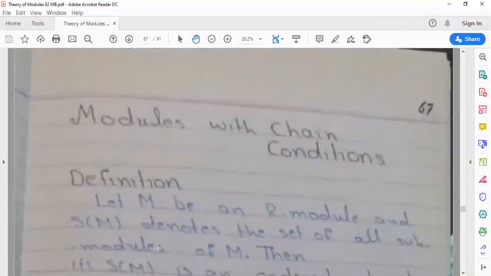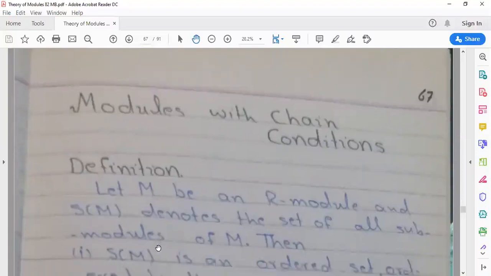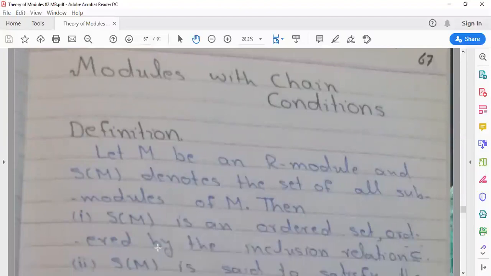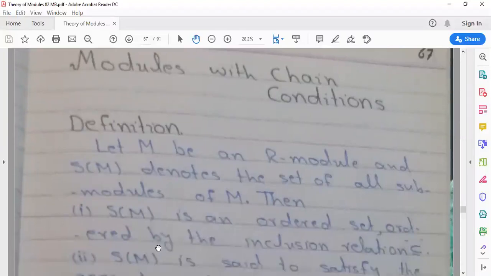After this, modules with chain condition. Basically, chain condition and ascending chain condition in the sense of theory of modules we have already studied in Dr. Lekha's sub notes, but here it is also revised, because maybe you feel some misunderstanding, so here inshallah I will explain very deeply, and I hope you will understand easily. So let's start with the definition.